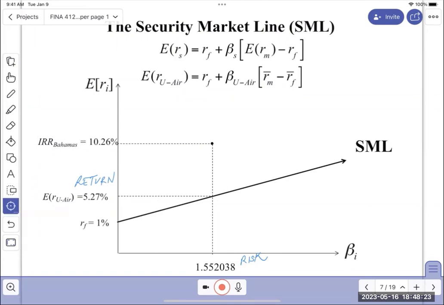Now, as we discussed at the end of last class, the Bahamas project is in the area that we call undervalued assets. Undervalued assets should be long. That's the position you should take. In other words, you should buy and hold or invest, if they're projects, in projects that are undervalued, because for that level of risk, you're getting more of a return than you even require.